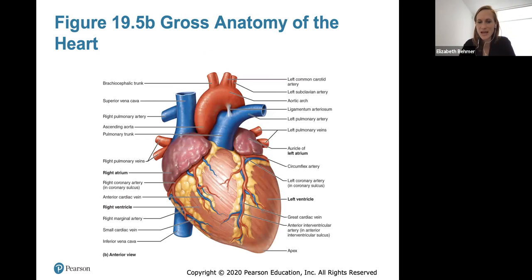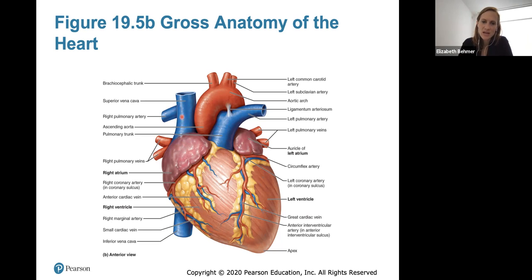So here's the gross anatomy of the heart. We can see the right atrium, the right ventricle, the left atrium, and the left ventricle. And you can see here these little auricles. They look like ears. They're like extra pieces of tissue that cover the atrium. So that's why the atria have these little kind of covers called auricles around them. We can see the different coronary arteries running through the sulci, the grooves.